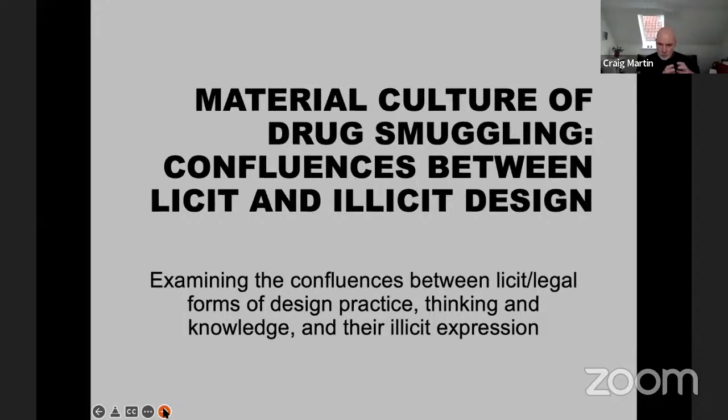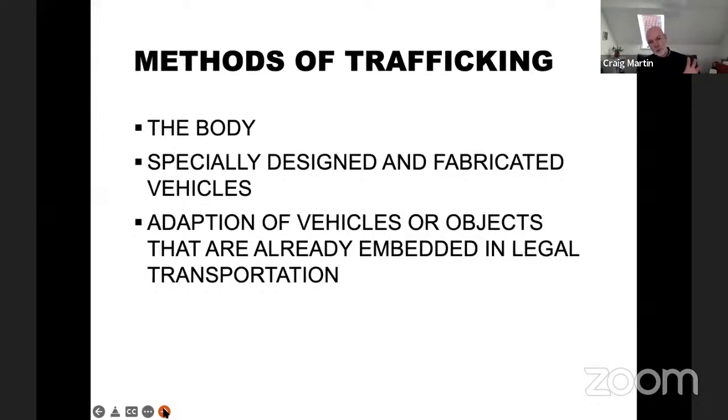And so what I'm talking about here is the relationships between licit and legal forms of design practice, thinking and knowledge, and how these have been applied in illicit contexts, so drug smuggling in particular. I'm going to run quite quickly through this, partly to do with time, but I'd also like to bring the session to a conclusion to offer some time for some questions and debate.